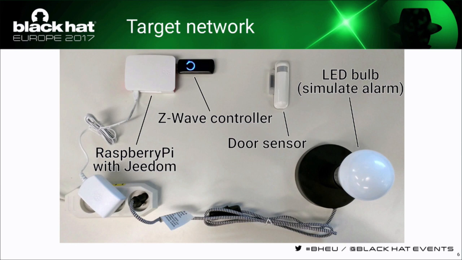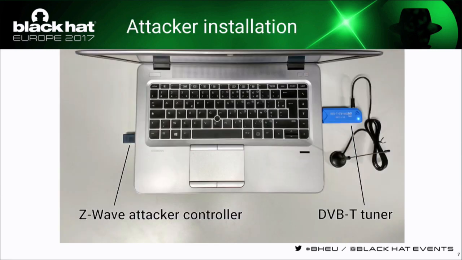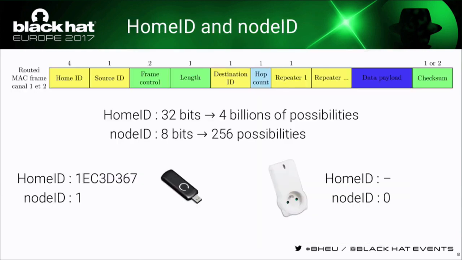And on the attacker side, I have my laptop, so you can't see it here, but I have a small ZWave controller on one side, and on the other side, a DVBT tuner, originally used to watch TV, but I will explain why I use it a bit later. So in every exchange between two peripherals in ZWave, you have two pieces of information that are always present.